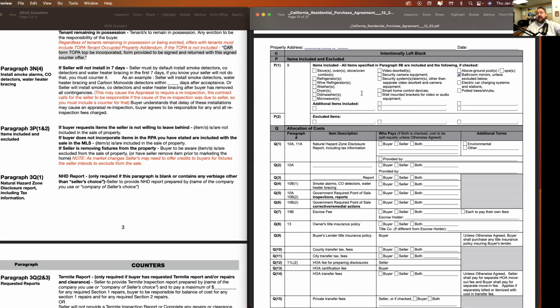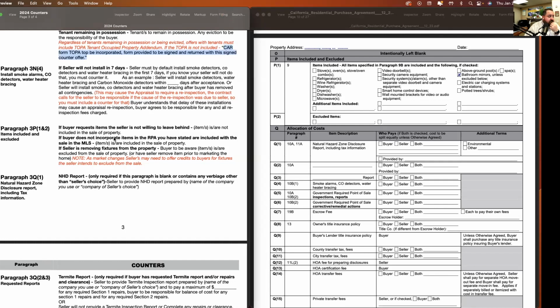got to counter back to say that those items are going to be included in the sale, because if we don't, when we close escrow and we've left them with personal items and debris and trash and stuff that we're responsible for cleaning out. So if you are going to leave something and the buyer's agent doesn't include it in there, you need to include it. You need to still put in the counter that, like right here, it says if buyer does not incorporate items into the RPA you have stated, you have to counter items, whatever they are, included in the sale of the property. That's it.